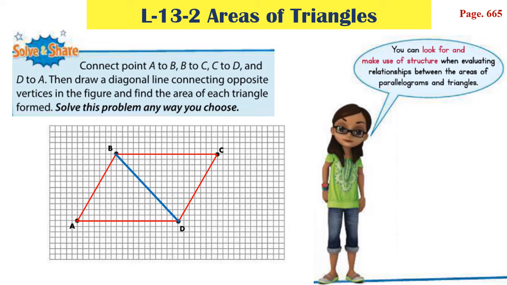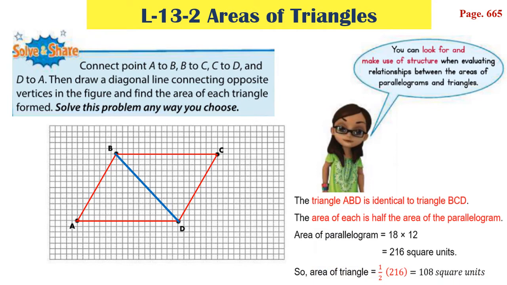So, we see that we have two identical triangles, each with an area half the area of the parallelogram ABCD. So, we need to find the area of the parallelogram first. How do we find the area of the parallelogram? Good, let's find the base and height of the parallelogram now.